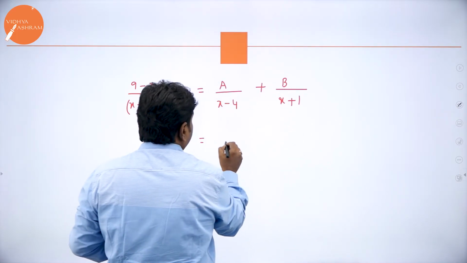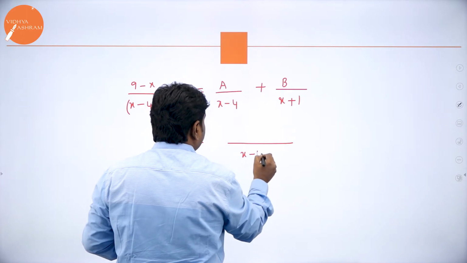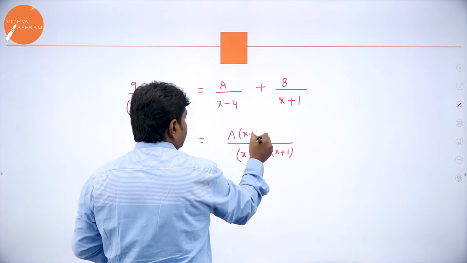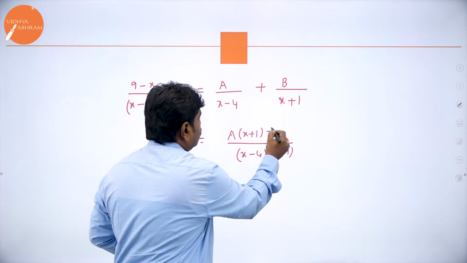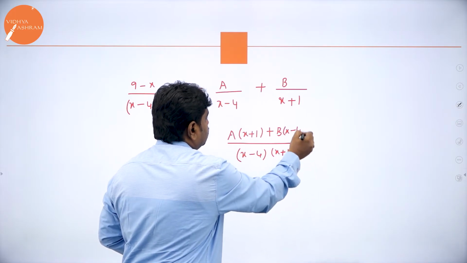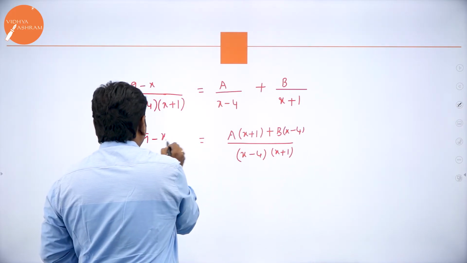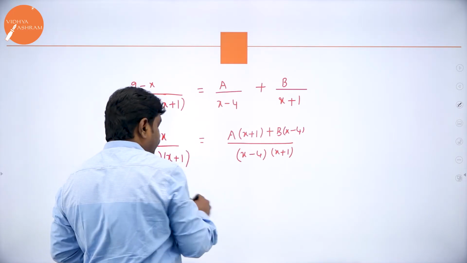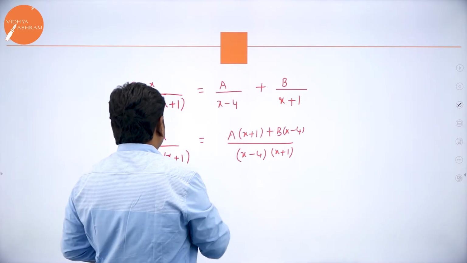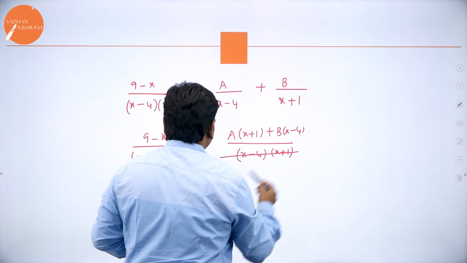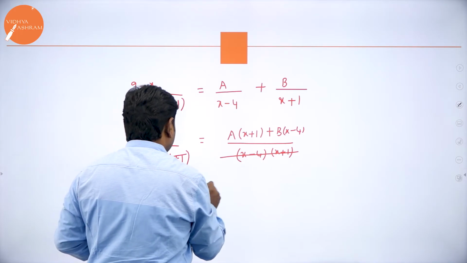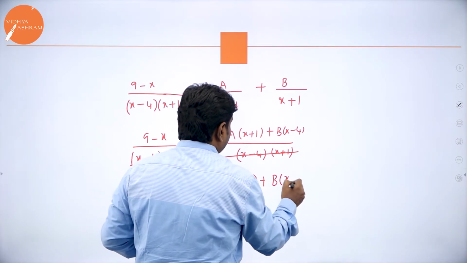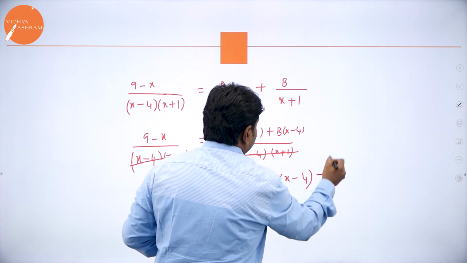Now further continue. All of you know, take the LCM. What is the LCM? x minus 4 into x plus 1. Cross multiply: a into x plus 1, then b into x minus 4. All of you are familiar with type 1. I don't think I need to explain anything, because in your first session you have learned type 1. Now both have the same denominator, so it will cancel, and we get 9 minus x is equal to a into x plus 1 plus b into x minus 4. Let me call this 3, and the earlier one 2.